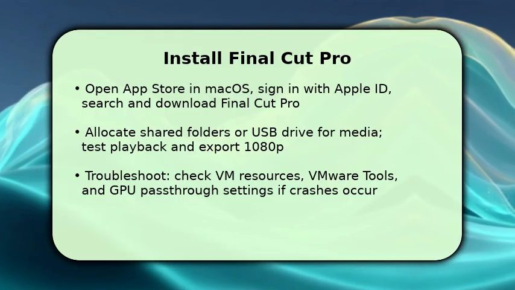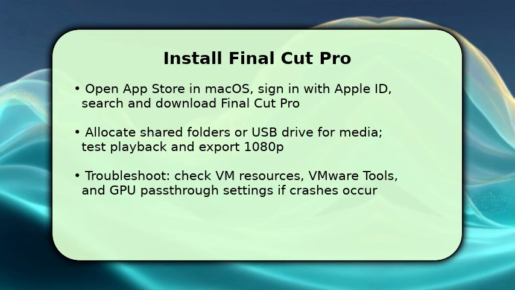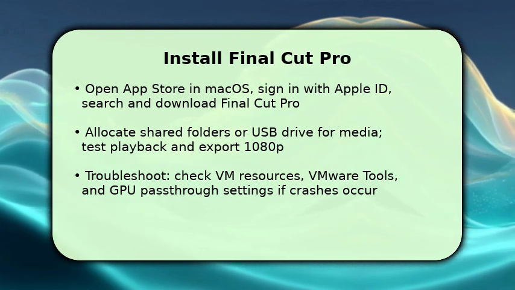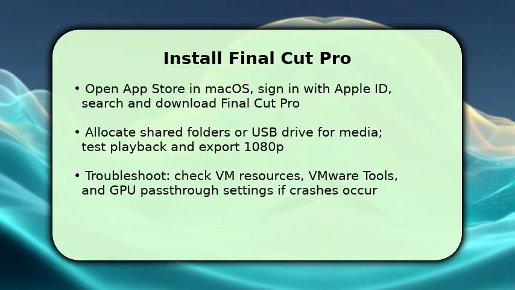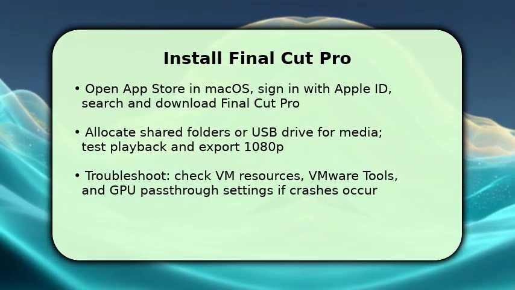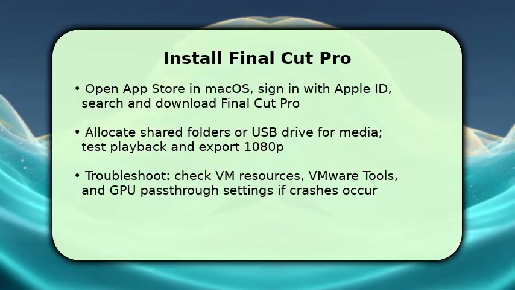If Final Cut Pro crashes or is sluggish, first increase VM CPU/RAM and ensure VMware Tools are up to date. If problems persist, check GPU pass-through or video memory settings. Adjusting those usually resolves rendering or playback issues.